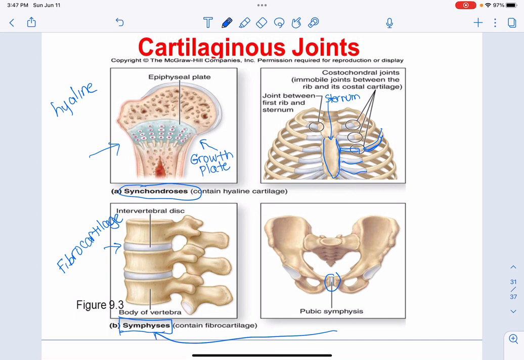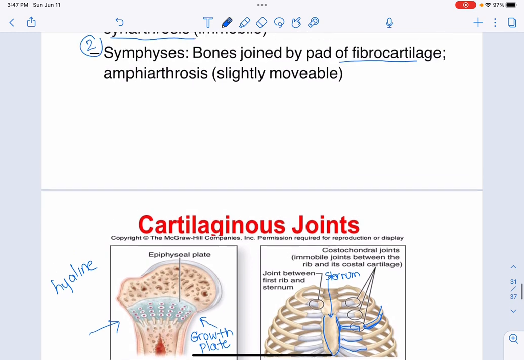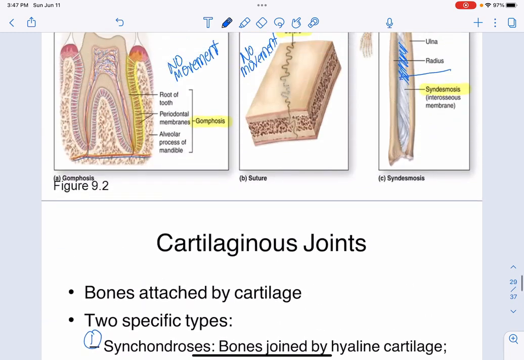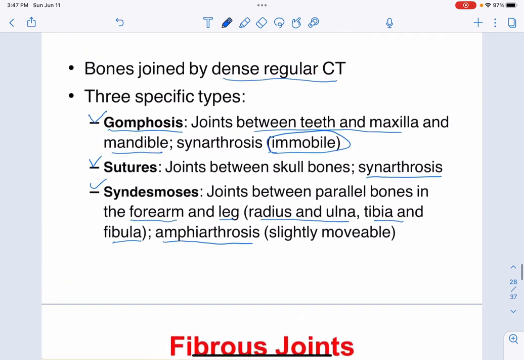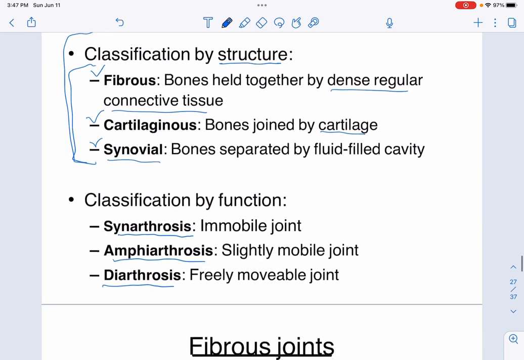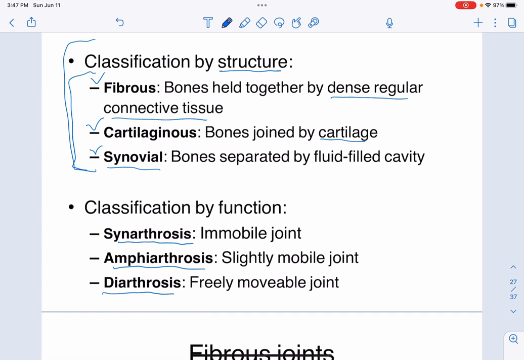So I think it would be a good idea to make a flow chart and examples of the different types of joints that you can find in the body, what they are composed of, and then the types of joints within each of those. So we gave several examples of cartilaginous joints. We gave several examples of fibrous joints. And the last one I'm going to talk about are synovial joints.